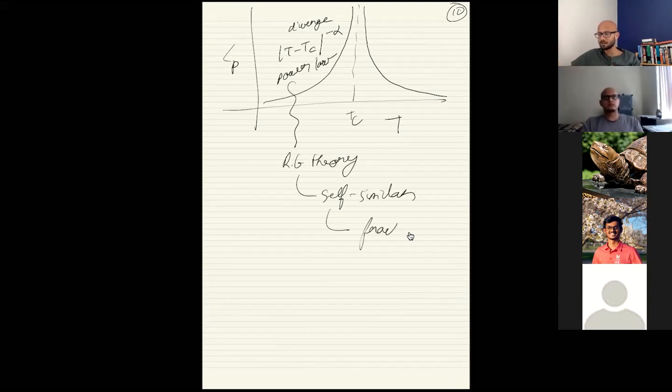Fractals, right? Fractals are the best example of self-similar things. And the most common notion to describe fractals are power laws. So it all comes and connects. In 3D, you can show that for a 3D Ising model, this alpha is 0.125 exactly, I think, which is kind of amazing.